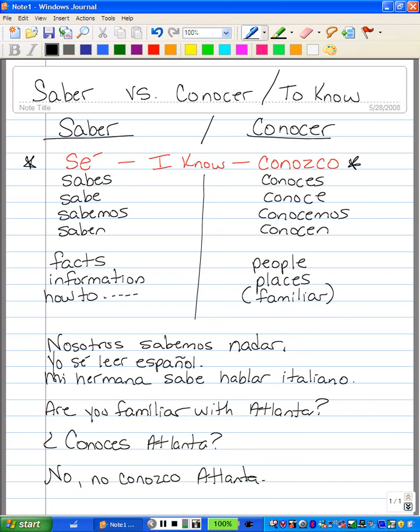So the verbs saber and conocer, other than having the irregular yo forms, are pretty easy to memorize the conjugation if you already know how to conjugate an ER verb. And then secondly, the difference between the two is pretty cut and dry. It's pretty easy to know that saber is facts, information, or how to do something. Conocer is to know people, places, or sometimes in English we say to be familiar with people or places.